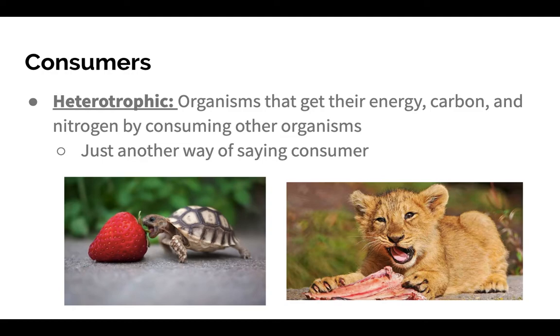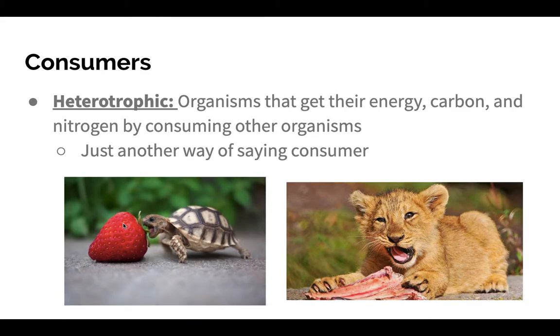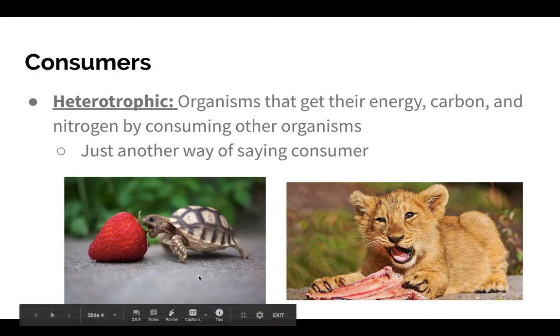Carbon and nitrogen are other very important things we need. We'll talk about that in one of the other objectives, but we get those things by consuming or eating other organisms. So here we have a picture of a lion cub eating, and this very tiny turtle eating this very large strawberry.